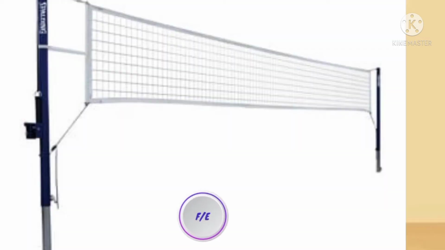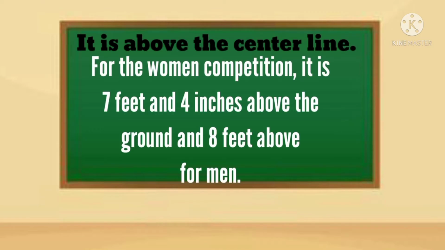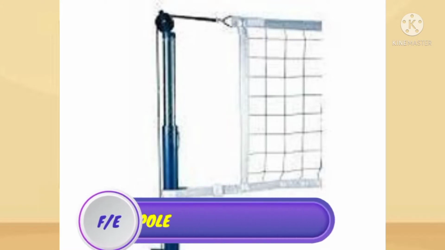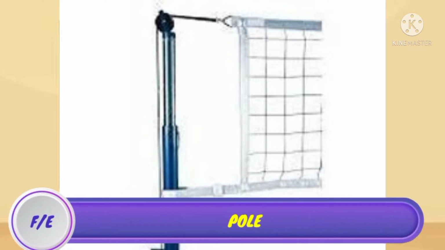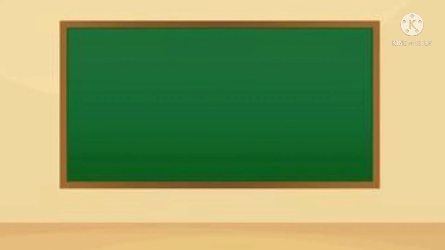Next, we have the net. It is above the center line. For the women's competition, it is 7 feet and 4 inches above the ground, and 8 feet for men. We also have the pole. The pole is set 36 feet apart and 3 feet further out from the sidelines. We cannot use the net without a pole, right? So the pole is very important in playing volleyball.